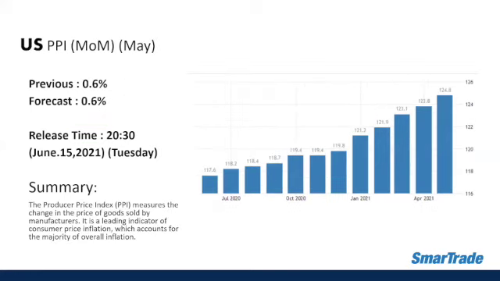Next is the producer's price index for the US for the month of May, month-on-month basis. Previous and forecasted were around 0.6%, and for the month of May, the actual data was 0.8%. So the PPI for the US went up almost 0.2%, slightly higher than the previous data and the forecasted.